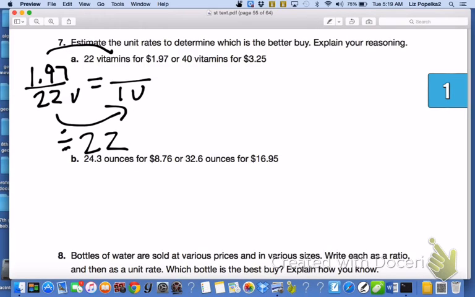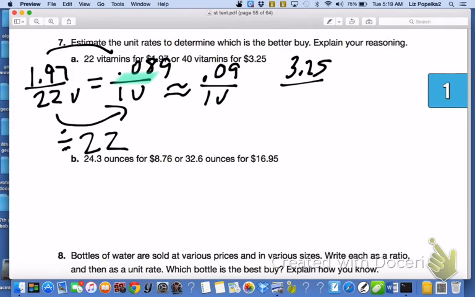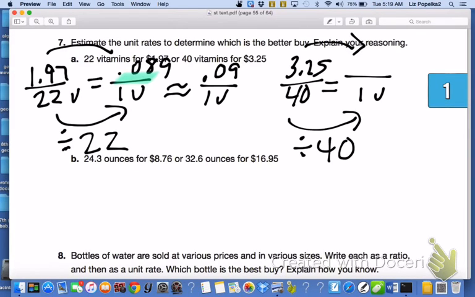Gives me kind of a messed up decimal. It's 0.089. I know that because I'm talking money, I just need these first two decimals. So if I round it, it's going to be around 9 cents for one vitamin for the unit rate. The other one says $3.25 for 40. I'm going to do the same thing where I'm going to scale it down. To go scaling from 40 to 1 means I need to divide by 40, which means I need to divide the top by 40.